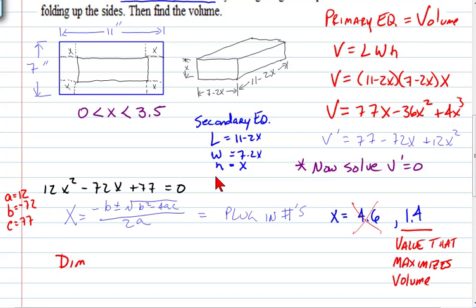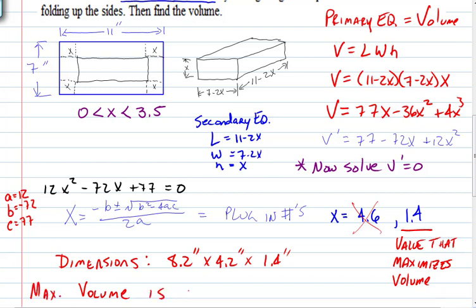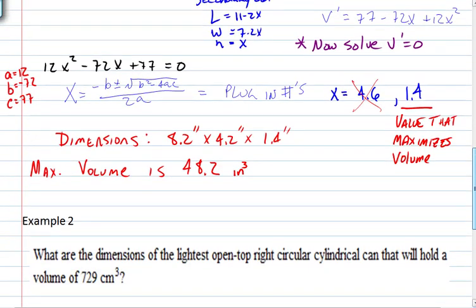So the length is going to be 8.2 inches by 4.2 inches by 1.4 inches. And then the maximum volume is what? 48.2, I believe, cubic inches. Very good.